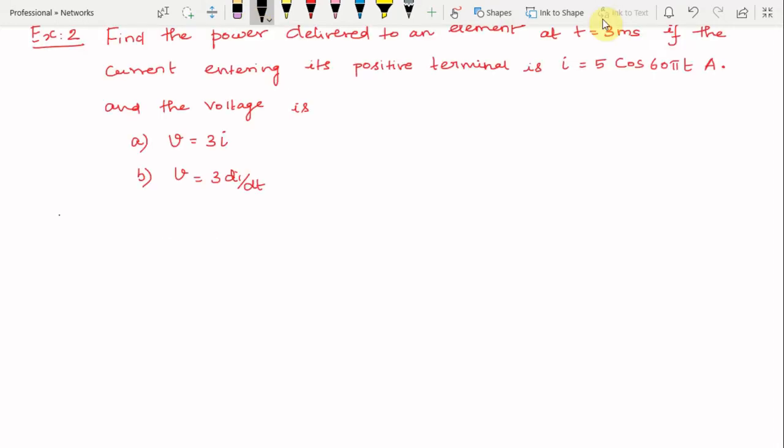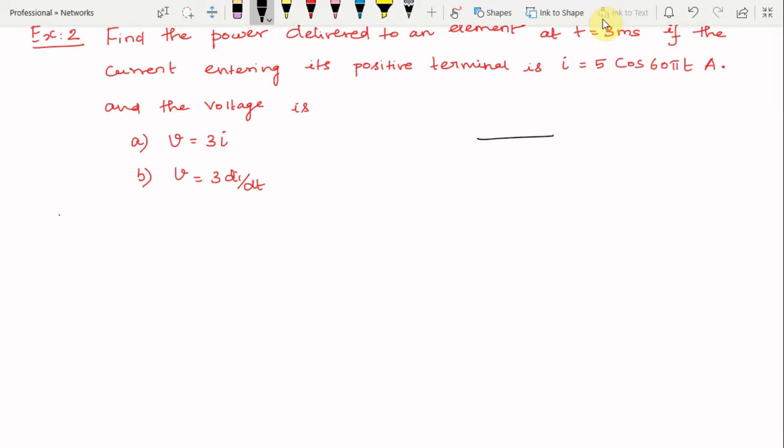This is the second problem that we are going to solve now. Find the power delivered to an element at t is equal to 3 milliseconds, if the current entering its positive terminal is I is equal to 5 cos 60πt amperes. They have given two conditions of voltage: if voltage is equal to 3I, what is the power, and if voltage is equal to 3 di by dt, what is the power?